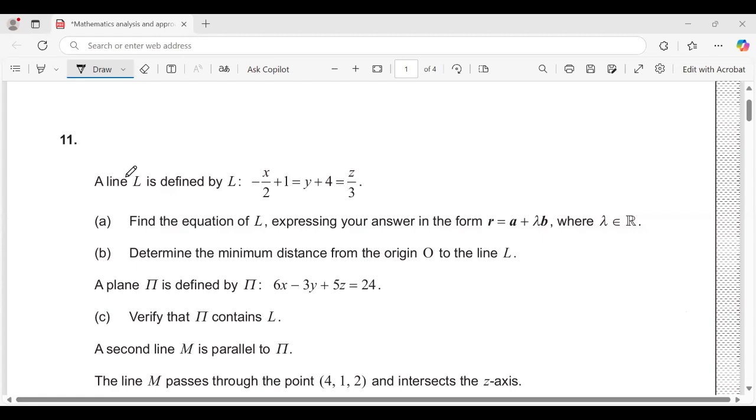Number 11. A line L is defined by negative x over 2 plus 1 equals y plus 4 equals z over 3. Find the equation of L, expressing your answer in the form r equals a plus lambda d, where lambda is an element of the real numbers.